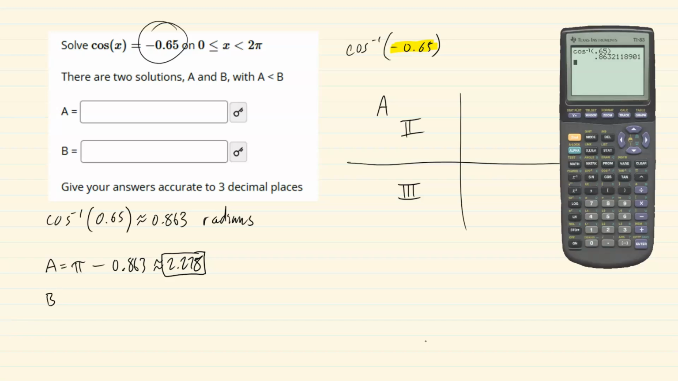And then to find our value in the third quadrant, which is B, our larger value, we would do pi plus 0.863, which is approximately 4.006.